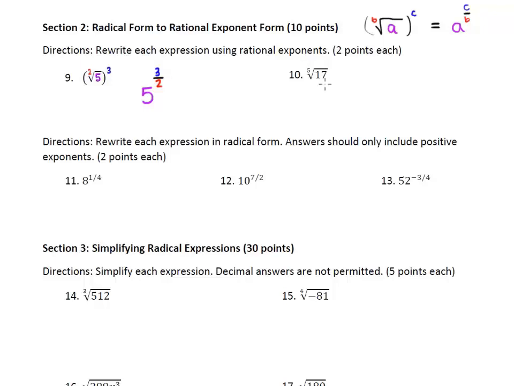Okay, on 10, 17 is our base. The whole thing is being raised to the power of 1, right? Because there's nothing there. So when I rewrite this, it's going to be 1 over 5, 17 to the 1/5 power.